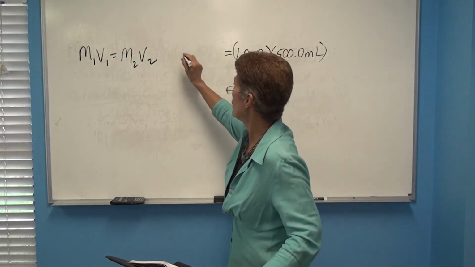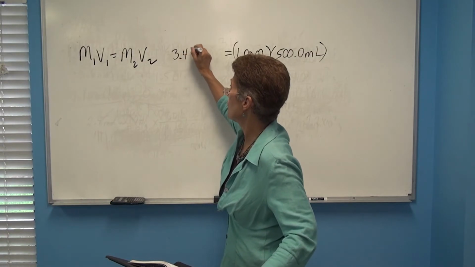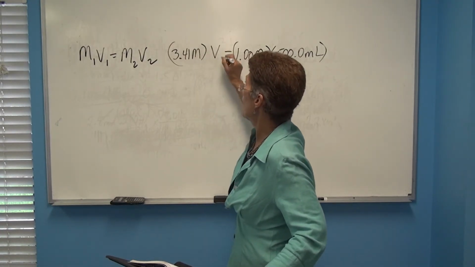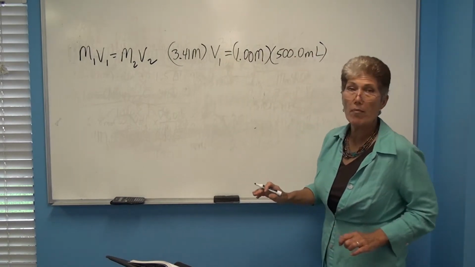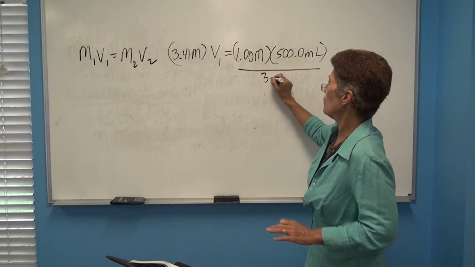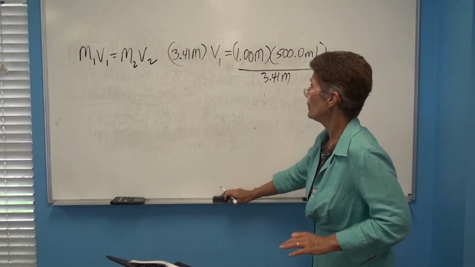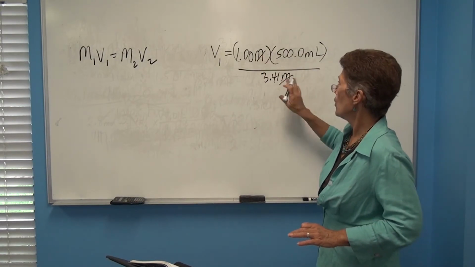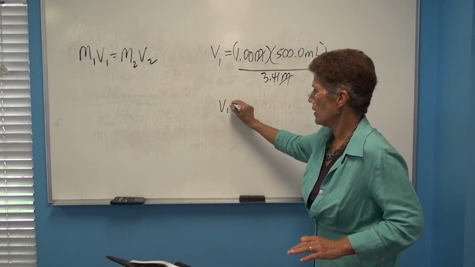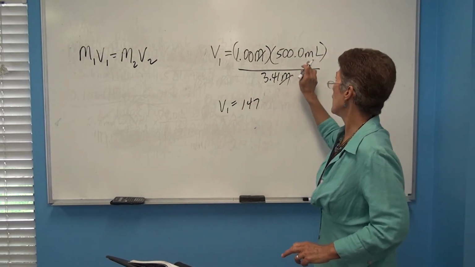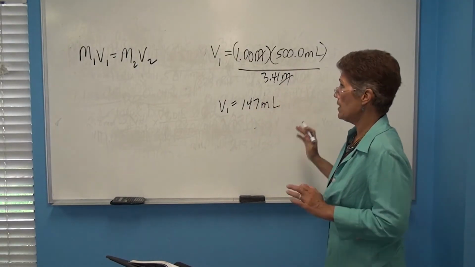And you have, your initial molarity is 3.41 molar, and we want to know how to make it. So we need to know how much of it to use. And so we're going to divide both sides by 3.41 molar. And that will give us our initial volume. These will cancel. 3 significant figures. So our initial volume is 147, and we're left with mils. So it's going to be mils.